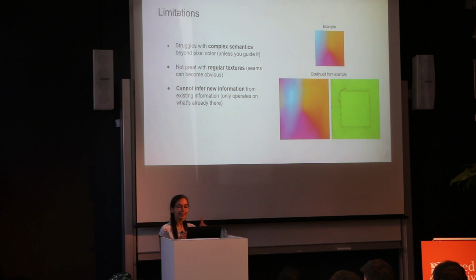It also cannot infer new information, so it only operates on what's already there in the example image. So in this example on the right, it has trouble blending the blue corner because it has no example of how it can be blended in that particular situation. The symptom of which we can also observe in the uncertainty map, where most red is concentrated around that corner.